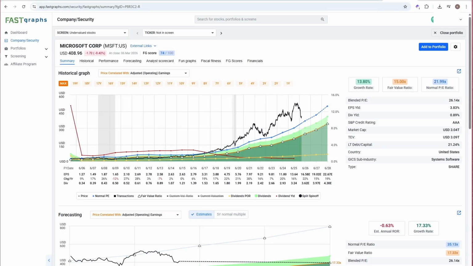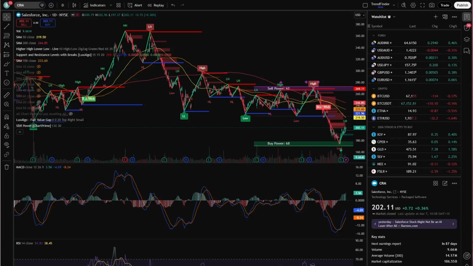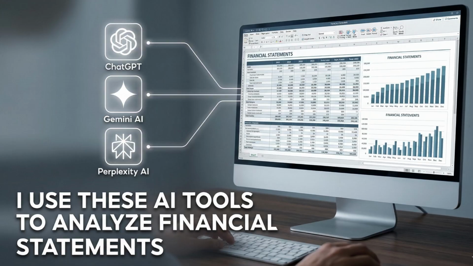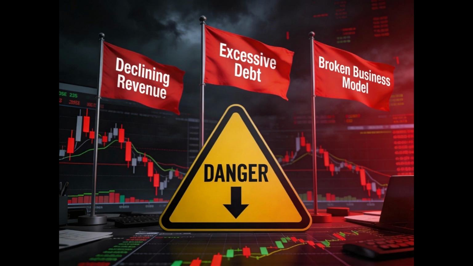This includes Fast Graphs for evaluating company fundamentals, TradingView for understanding market trends, and AI tools like ChatGPT, Google Gemini, and Perplexity AI to analyze earnings reports and financial statements much faster. And at the end of this video, I'll also show you 3 major red flags that instantly stop me from buying a stock. Let's start with the first step, fundamentals.